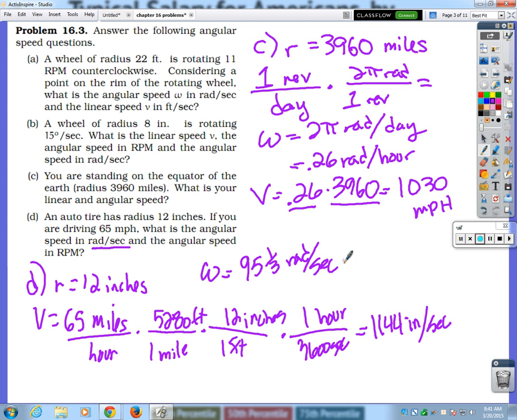Okay, so that's the angular speed in radians per second, and then we now need to get the angular speed in revolutions per minute. But I trust you guys can do that now by doing the same thing here. I'll give you a second. All right. So we're trying to change radians per second into revolutions per minute. We use the conversions that 2 pi radians is 1 revolution, and 60 seconds is 1 minute.